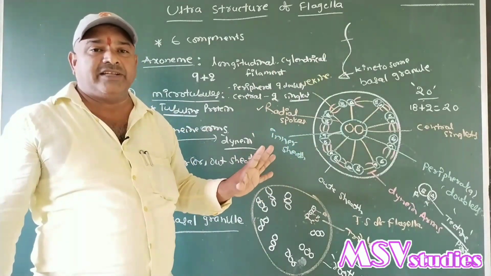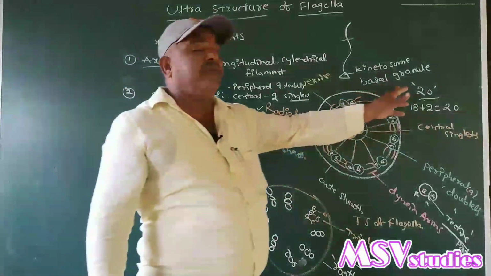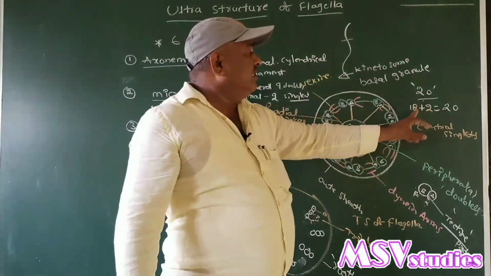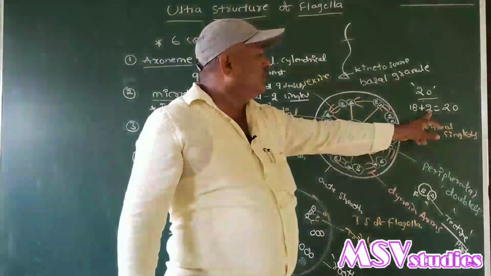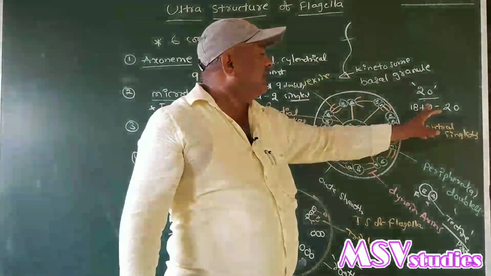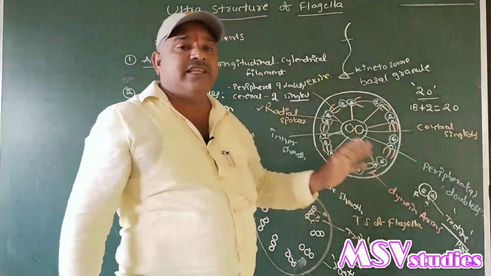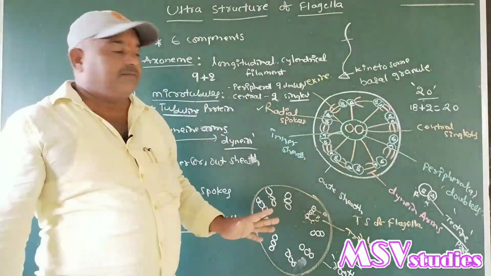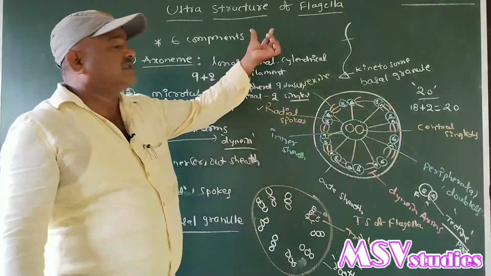Very, very important point: at the axoneme, we find 20 microtubules, 18 peripheral microtubules and 2 central singlets. Total 20 microtubules are present at which area? Axoneme area. So this is the outer structure of the flagella.